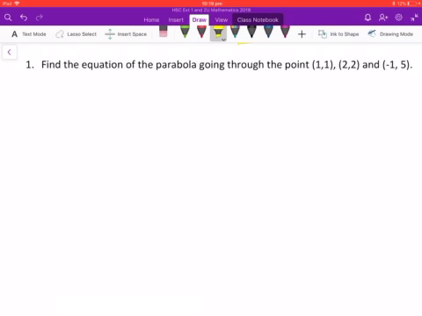Alright, next thing I want to have a look at, slightly different type of question, but using a similar idea. So let's have a look. Find the equation, that should be question 2, but that's okay. Find the equation of the parabola going through the points (1, 1), (2, 2), and (-1, 5).